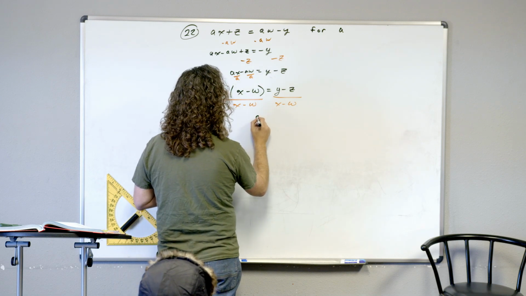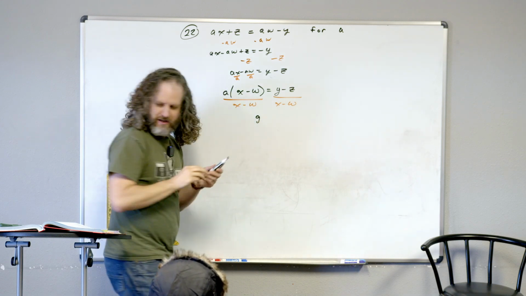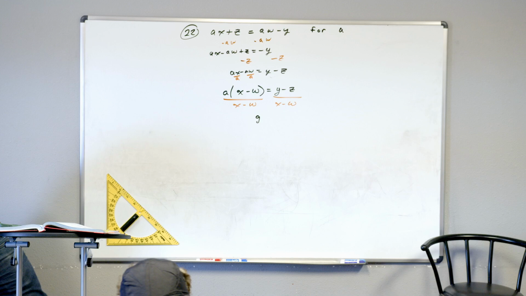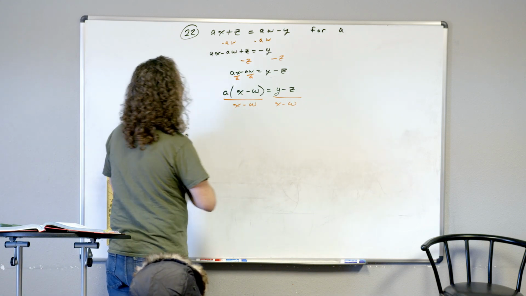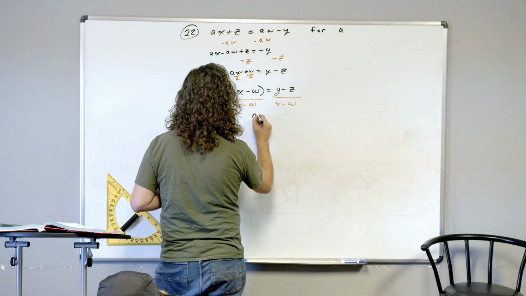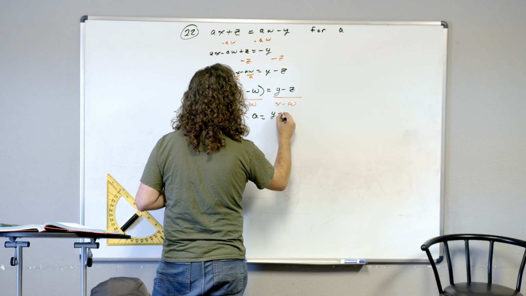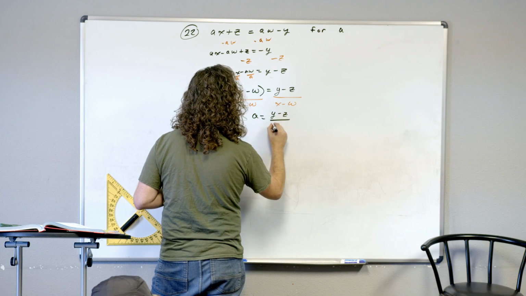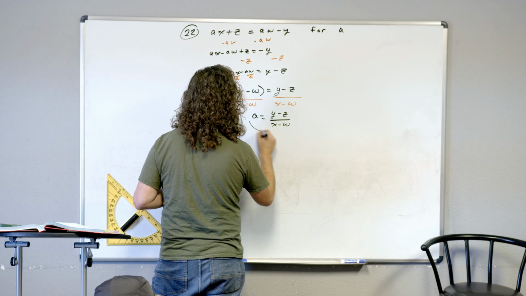Okay, so then our final answer is A equals Y minus Z over X minus W.